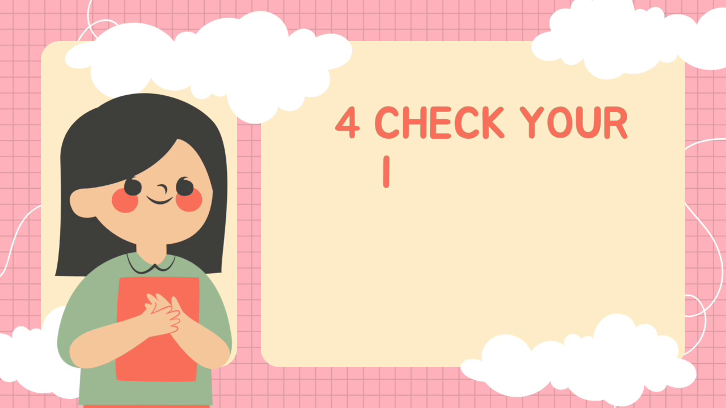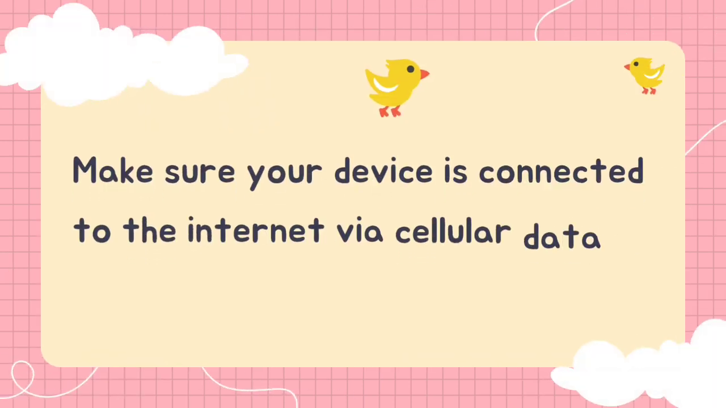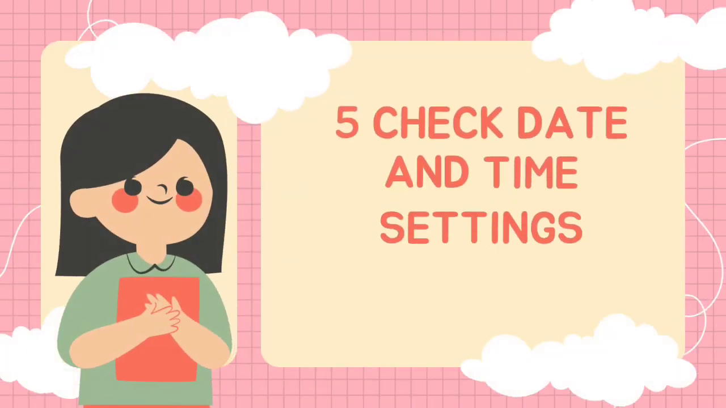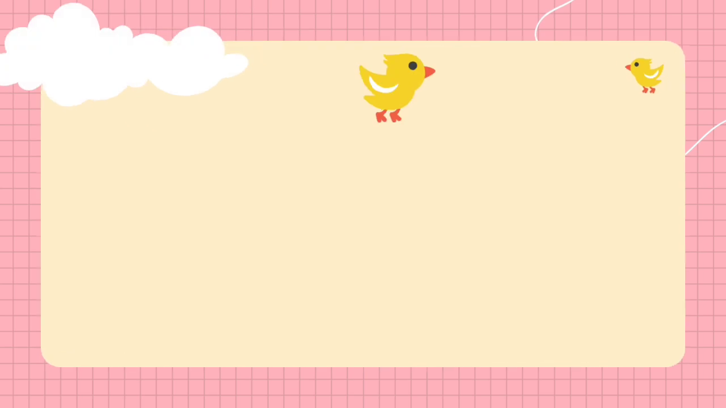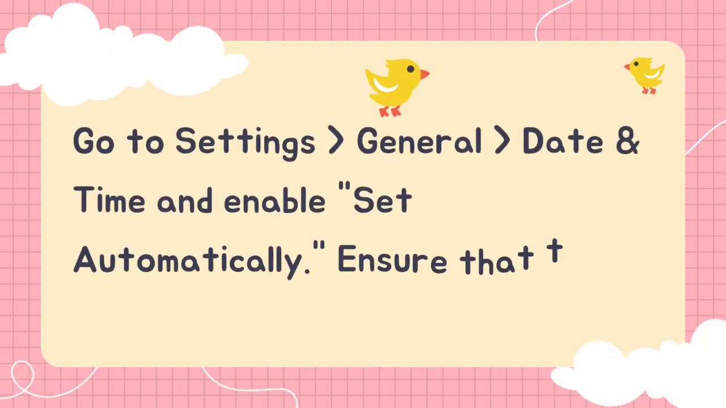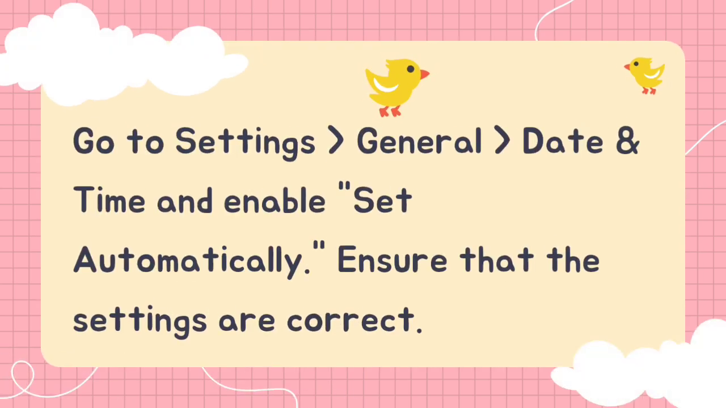4. Check your internet connection. Make sure your device is connected to the internet via cellular data or Wi-Fi. 5. Check date and time settings. Go to Settings, General, Date and Time and enable Set Automatically. Ensure that the settings are correct.